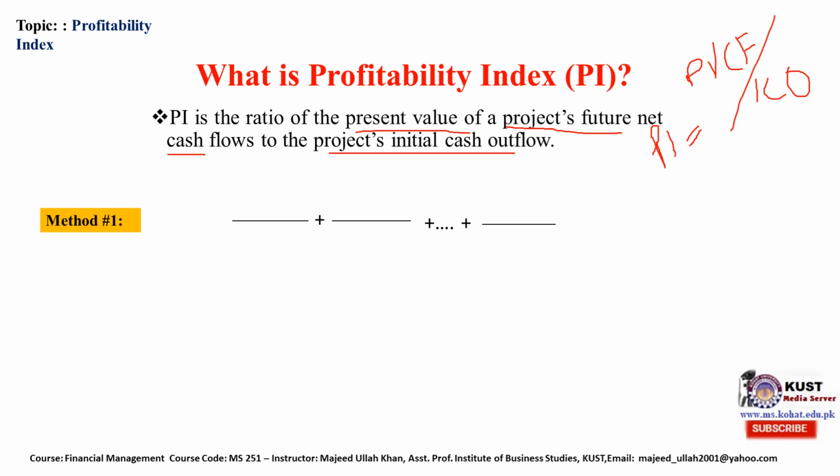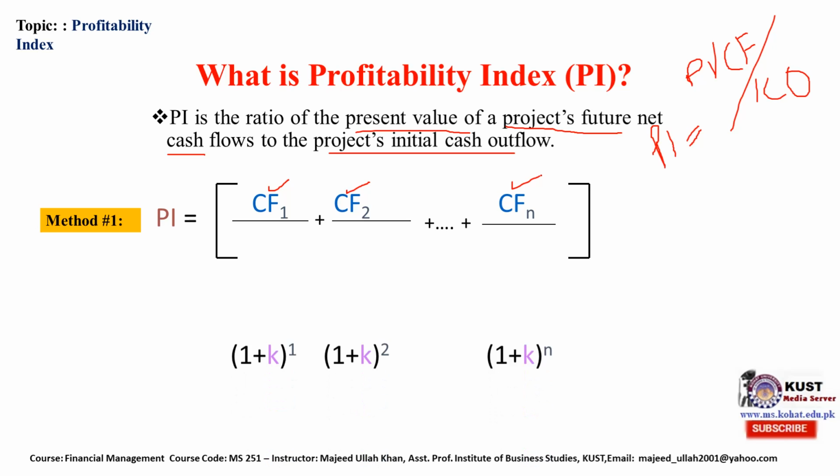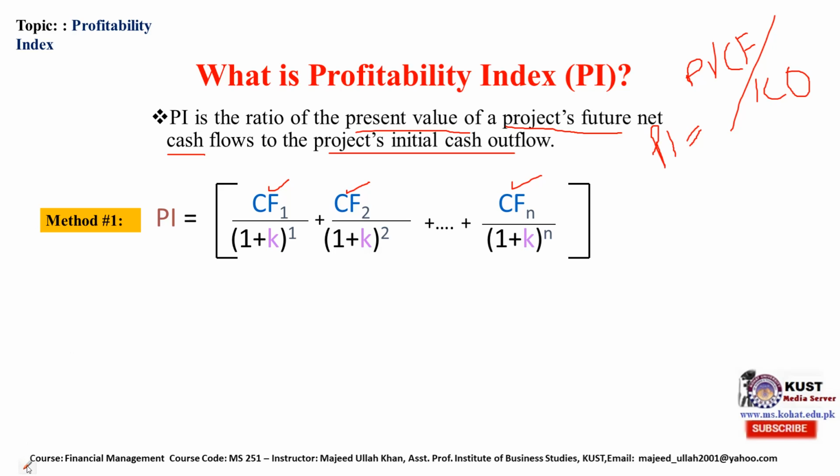Method 1, how we will calculate the profitability index. Profitability index is equal to all future cash flow: cash flow for the first year, cash flow of the second year, and cash flow for any year. That is all future cash flow of any project. But only cash flow will not work. We will calculate its present value.